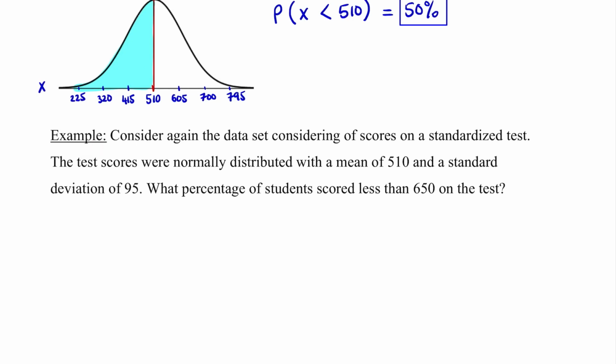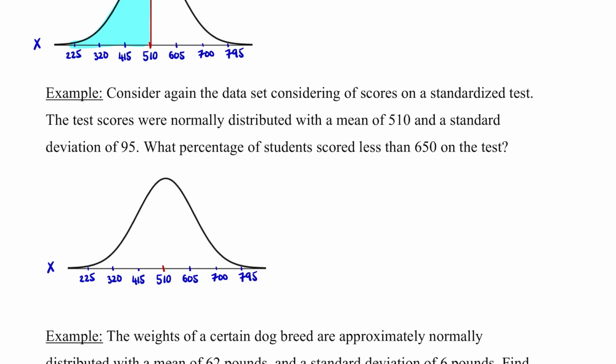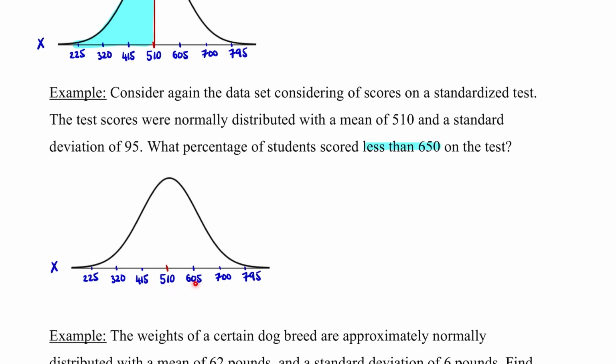Next example, we are given the same exact information as the previous one. The question is different though. What percentage of students score less than 650 on the test? So let's go ahead and copy this graph down here. I want to find the percentage of students who score less than 650. 510, 605, 700, 650 is somewhere in here. And I want the percentage that is less than 650.